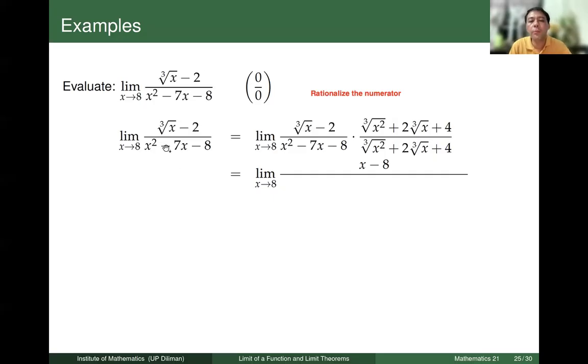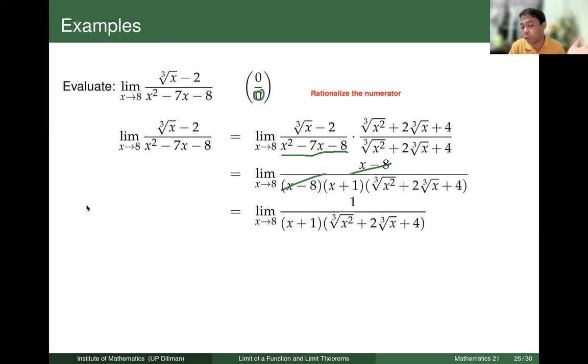Denominator, yung x squared minus 7x minus 8, dahil nagsi-0 din siya, factor niya si x minus 8. So mag-a-appear yung x minus 8 in the denominator. There you go. X plus 1, and then you just rewrite the entire radical expression. Put them in parentheses, okay? And then the x minus 8 will cancel. And so you are left with this expression, and then you just replace the x by 8. And this is what we get. Okay?